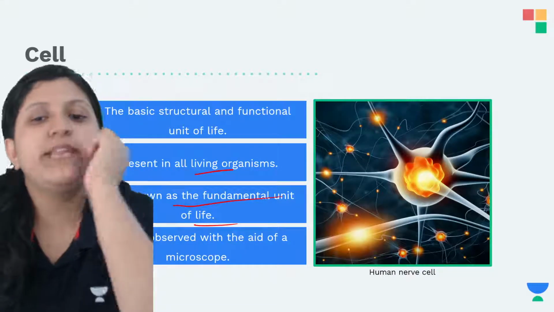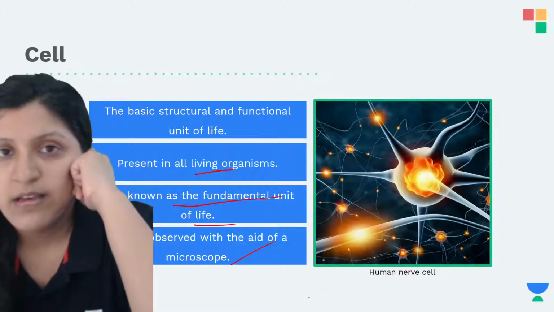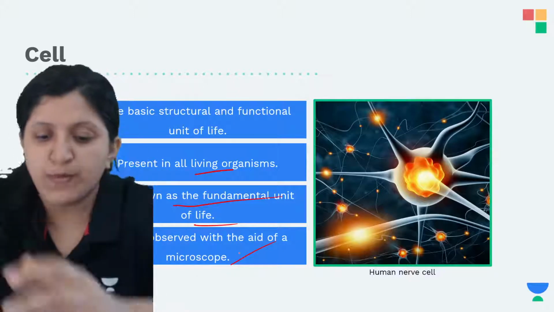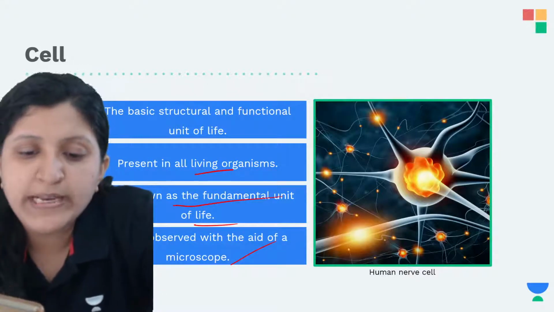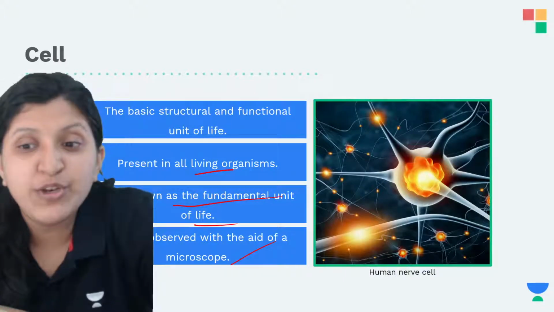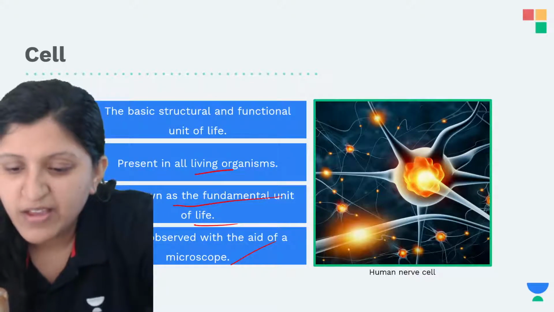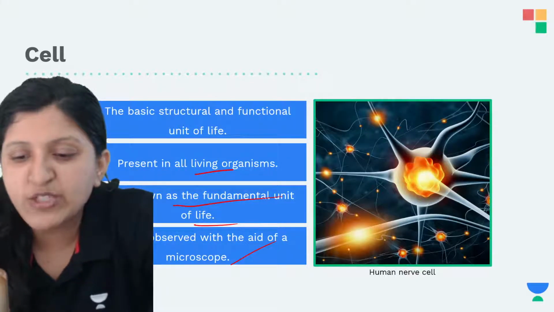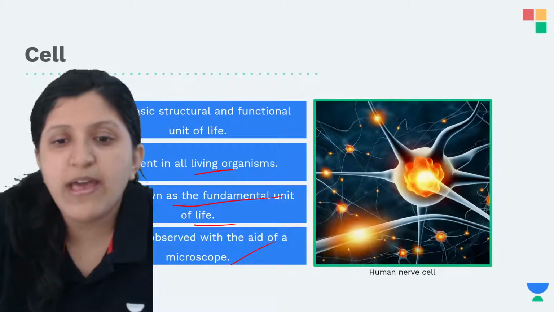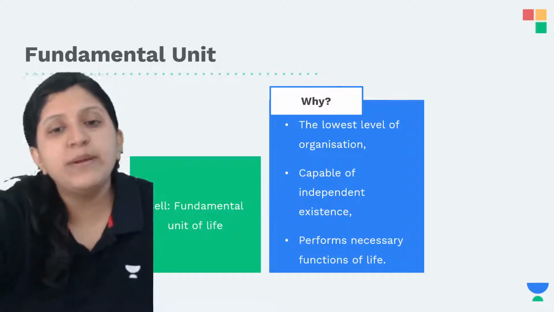A cell is observed with the aid of a microscope. To see a single cell, a unicellular organism, you need the help of a microscope. You can clearly see the structural arrangement, but not with a normal microscope; there has to be an electron microscope. So now you know what this fundamental unit is.